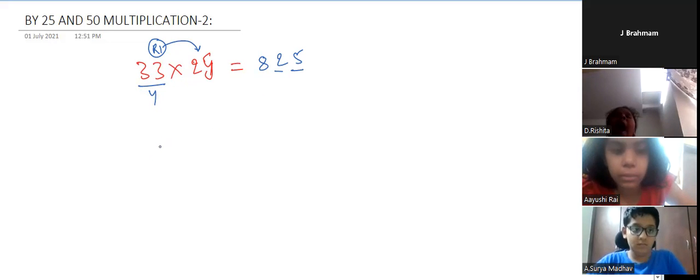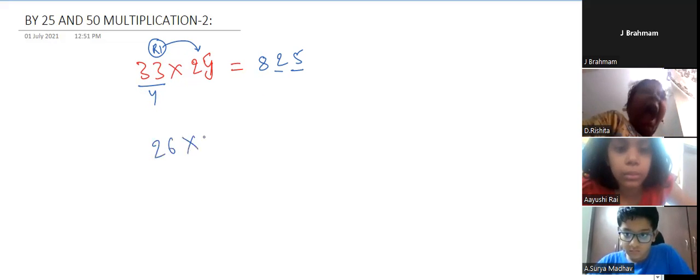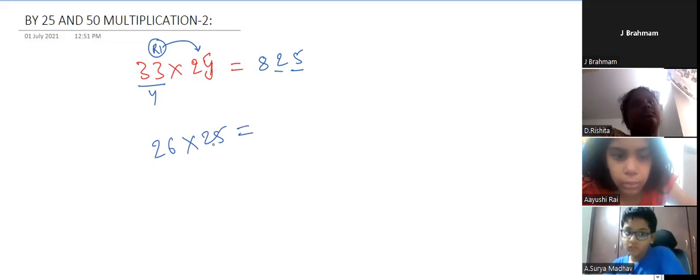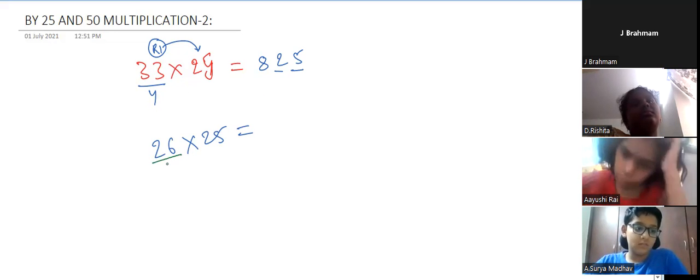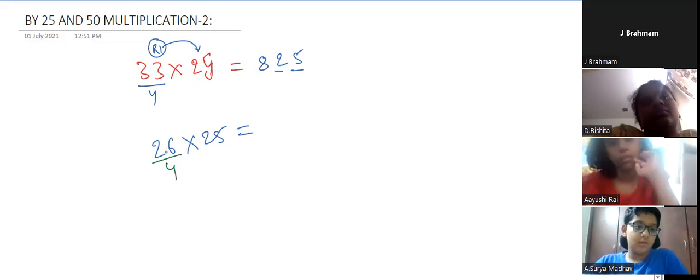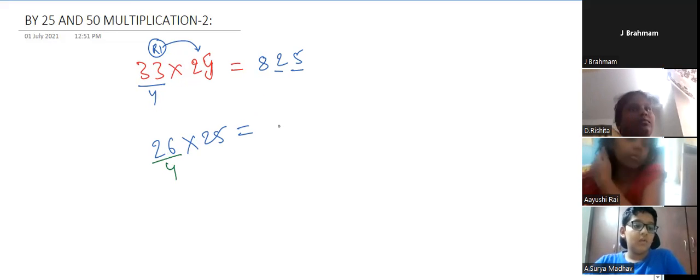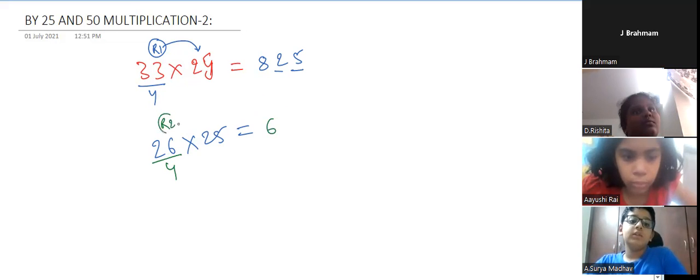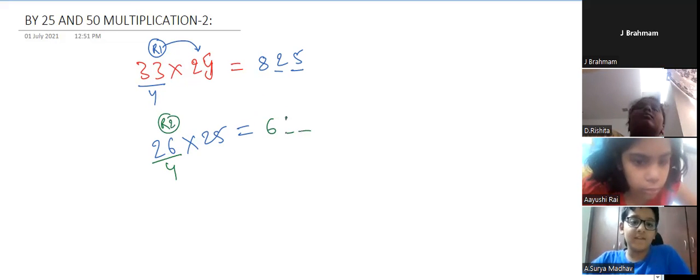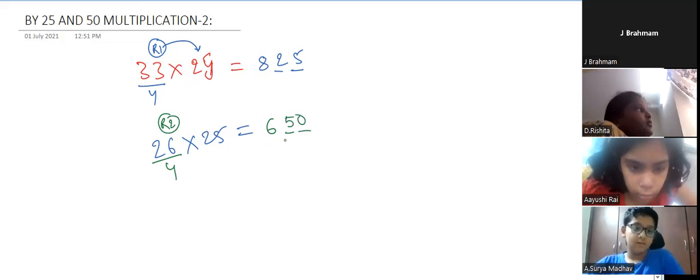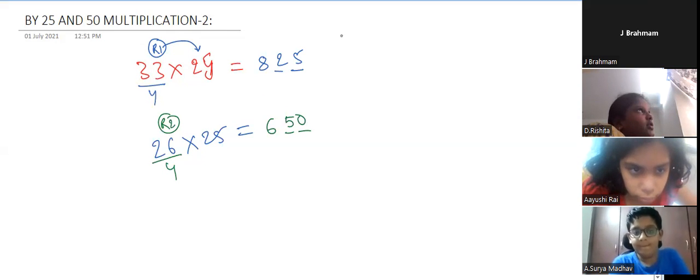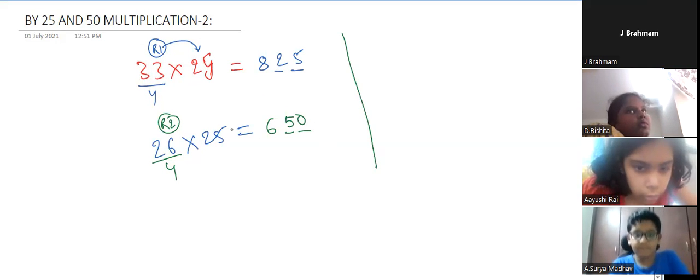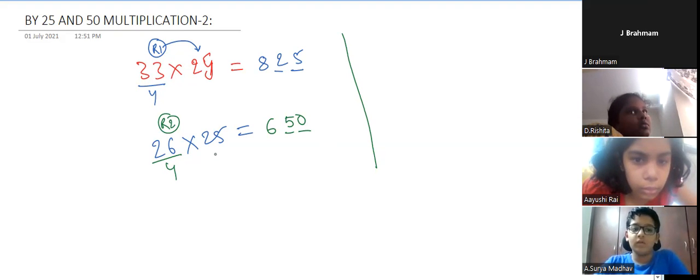Suppose the question is 26 multiplied by 25. Instead of multiplying by 25, we divide the given number by 4. How many times does 4 go in 26? 6 times with the remainder 2. If 2 is the remainder, the last 2 digits should be 5 and 0, since 2 into 25 is 50.